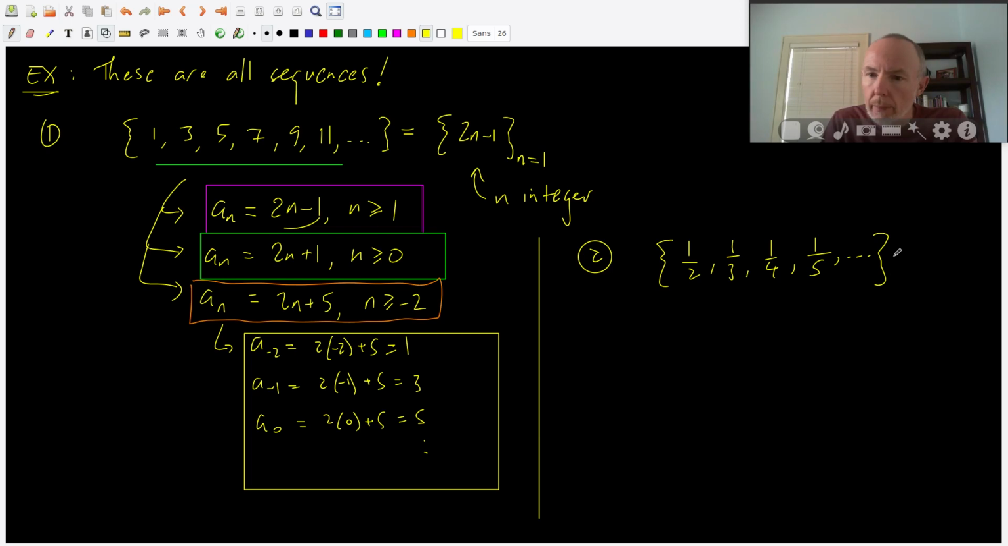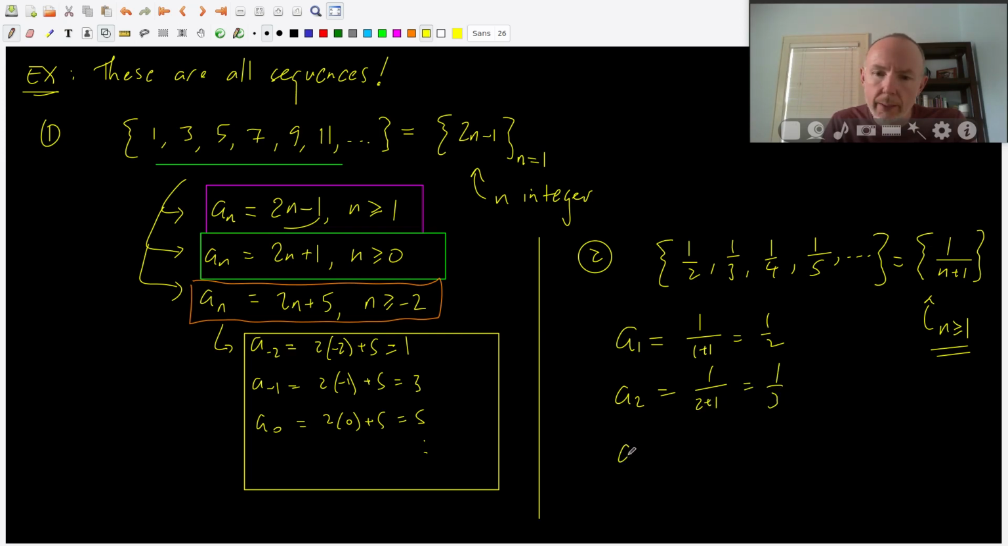Here's a sequence that I could think of as, well, the general term in this case might be 1 over n plus 1, where I would start with n equals 1, right? Because when n equals 1, I get a half. When n equals 2, I get a third, and so on. So this is 1 over 1 plus 1, which is 1 half. And then the second term is 1 over 2 plus 1. That's 1 third. You see how this thing is working? This is going to be 1 over 3 plus 1, and that's 1 quarter, and so on. So each of these is a sequence, and the sequence is just the ordered list.